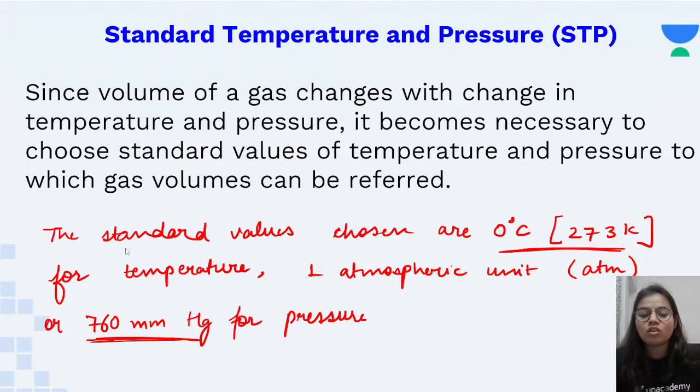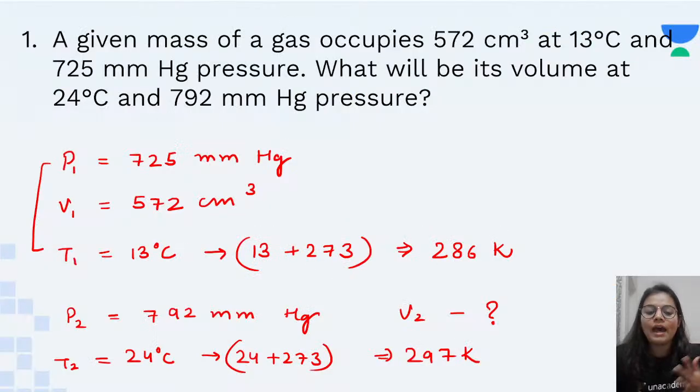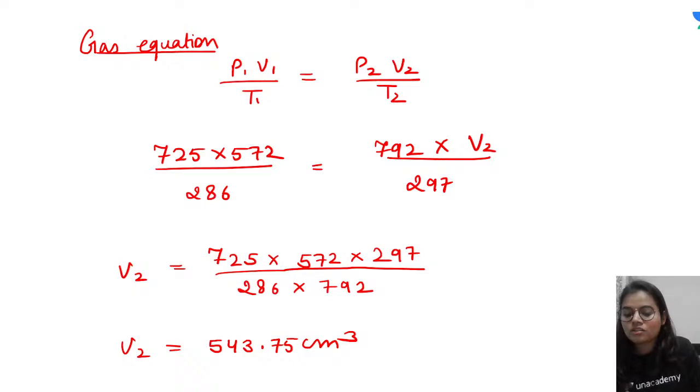Then, talking about standard temperature and pressure: the volume of any gas keeps changing with temperature and pressure, so we need to choose a standard value. The standard values chosen are 0 degrees Celsius, which is equal to 273 Kelvin, and 1 atmospheric unit of pressure, which is also equal to 760 millimeters of mercury. These are the standard values, and then we did some numericals. I hope you understood the numericals and the gas laws very well.